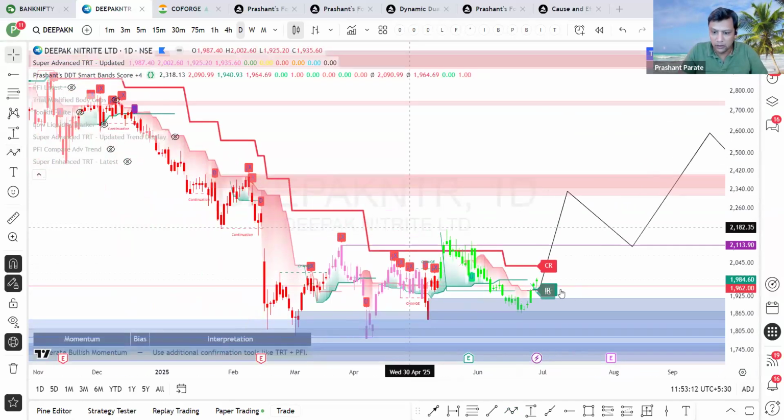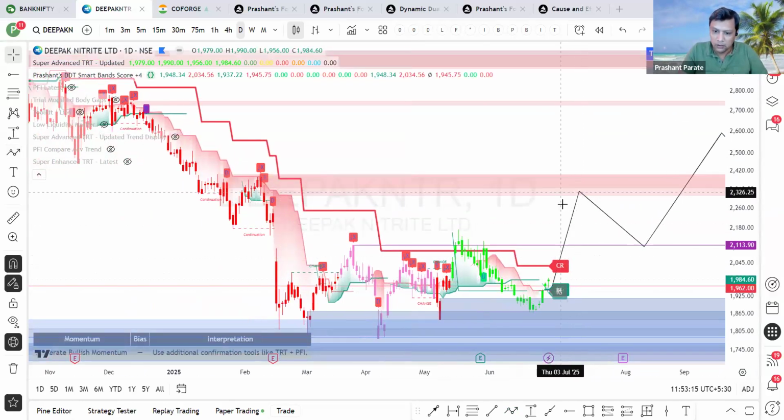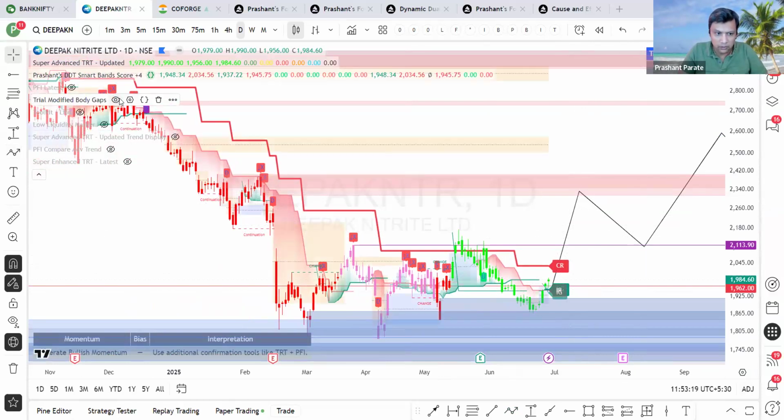If everything goes well, then they should break out here. Some resistance will be offered here. Price will come down. Let us see where are strong hidden gaps. There is no strong hidden gap here. There is a big gap here which was consumed, and that is absent now. These selling areas, they are also used already.